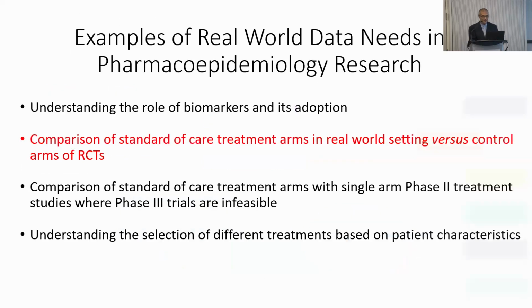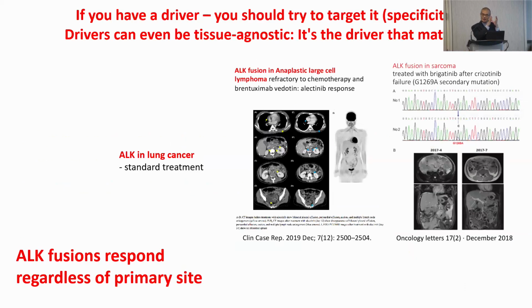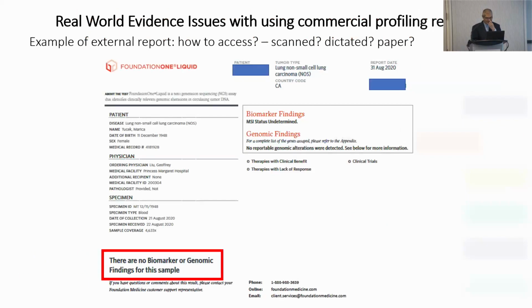We're going to move on to comparison of standard of care treatment arms in the real world setting versus control arms of RCTs. So something like an external control database, for instance, but one designed to compare with the control arm of a phase 3 trial. And I'm going to give the example of ALK, because if you have a driver, you should basically try to target it, right? In this sense.